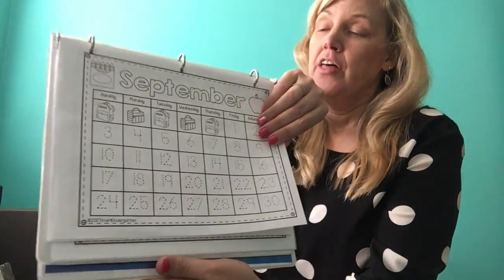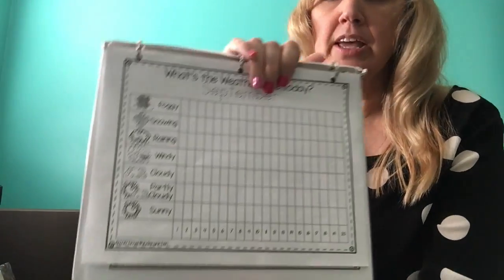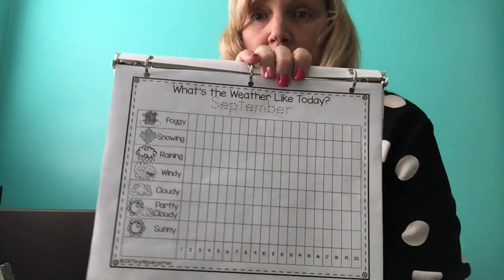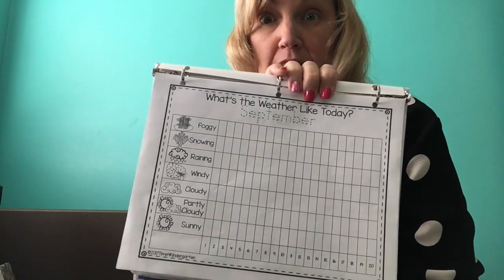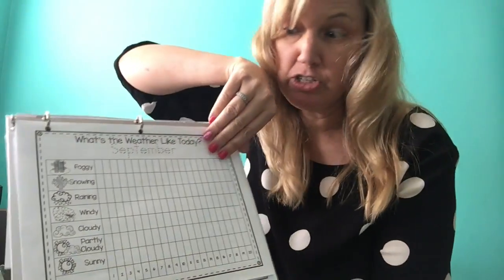Then, the next thing we do is we move on to the weather, and we fill in the weather depending on what the weather is for the day. And then we graph it. We discuss how many days we've had of sunny, windy, partly cloudy, rainy, snowy. We laugh, because where we live, it never snows.